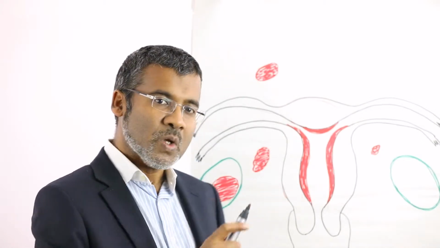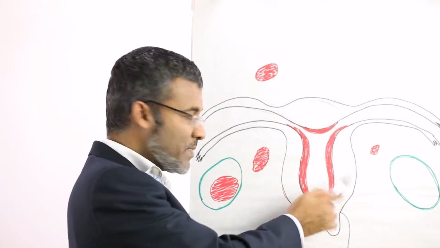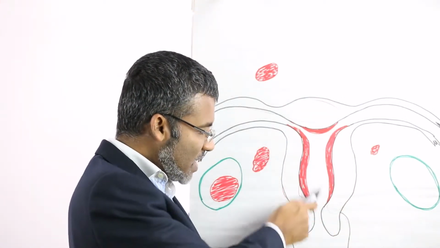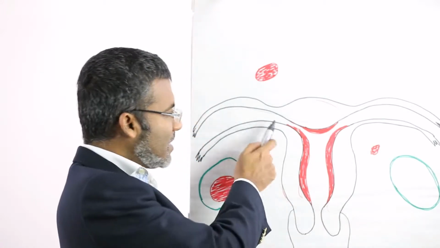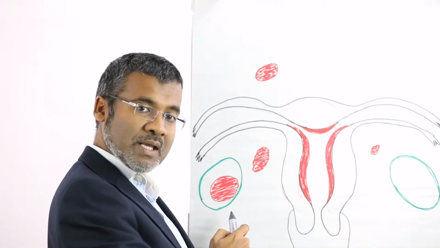What is endometriosis? Before learning about endometriosis, we need to know what endometrium is. Endometrium is the normal tissue that lines the womb cavity. So here is the womb, and this is the lining of the womb. When you have a period, this lining is shed into the vagina here. These are the fallopian tubes, and these are the ovaries shown in green.